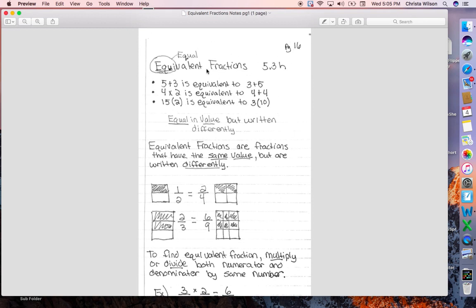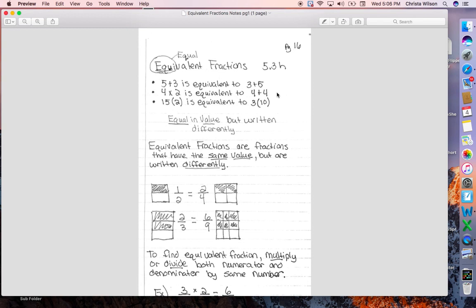Okay, so for instance, 5 plus 3 is equivalent to 3 plus 5. Do we agree that that's the same thing, just put in reverse, but it equals the same amount, right? Or 4 times 2 is equivalent to 4 plus 4. They're equal because they both represent 8. 4 times 2 is 8, 4 plus 4 is 8.